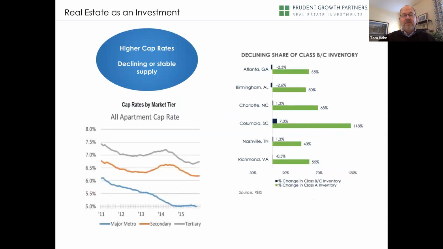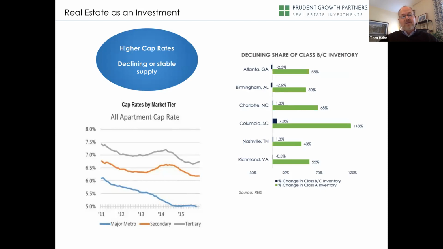Here's another slide just showing real quickly the difference in cap rates between the major markets and secondary and tertiary markets. And I'm going to just pause and explain real quick, if you're not familiar with that term. The cap rate is simply like the bond yield. It's the net operating income of the property divided by the purchase price. And so obviously the higher the cap rate, the more that property is going to throw off in terms of cash flow or net operating income relative to the purchase price. So low cap rates are expensive and high cap rates are inexpensive.